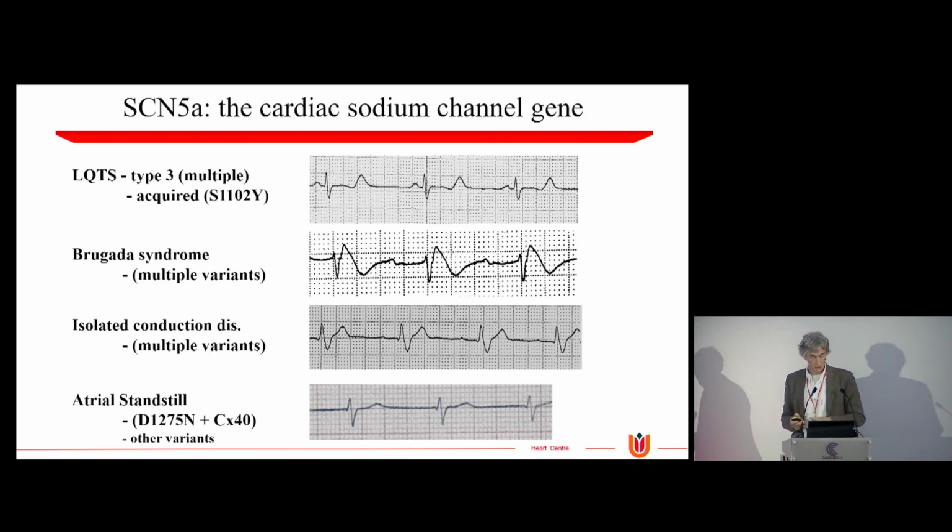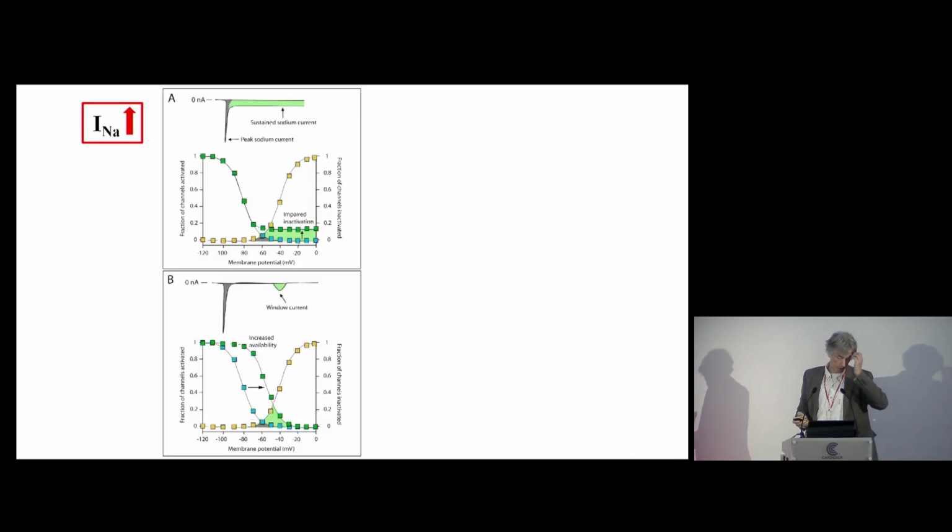So the first disease to be linked, to be associated with the sodium channel was long QT syndrome type 3, several variants in the early days already, which is 25 years ago. Brugada syndrome in the late 90s was linked to the sodium channel, isolated conduction disease, and also very early already atrial standstill. I start with the long QT type 3. That was the first one, and that appeared to be a gain of function of the sodium channel.